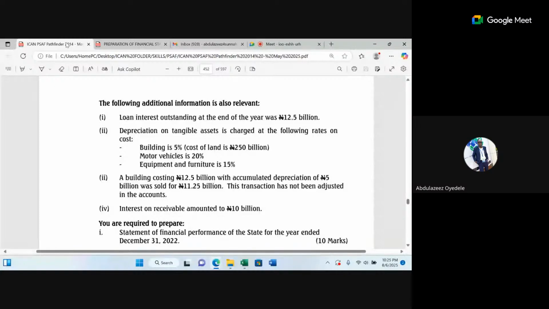Okay, please, I'm just a little confused. This format looks a whole lot different compared to the one we use for FR, because I was thinking that miscellaneous income would be other incomes, but we just added it to the revenue.